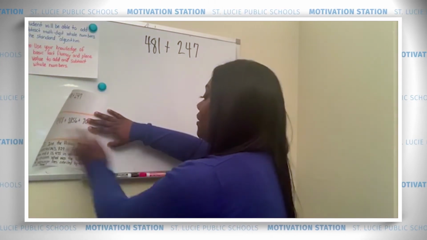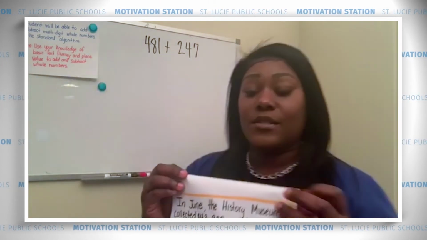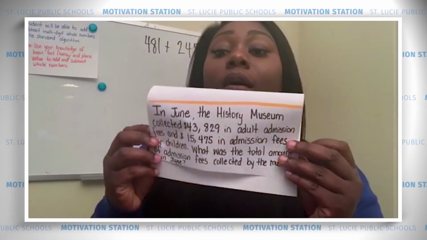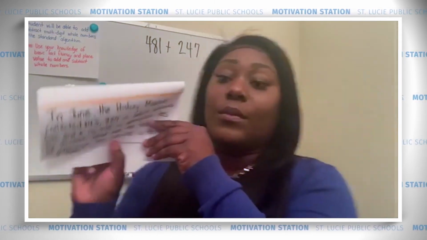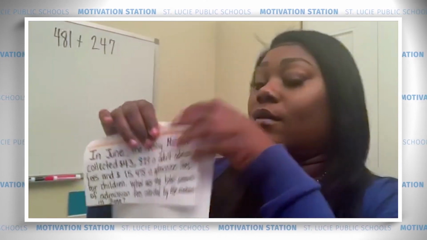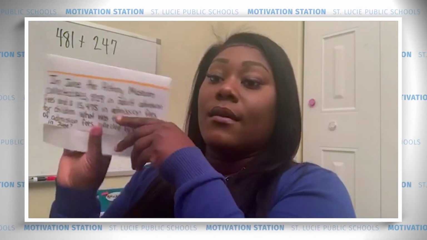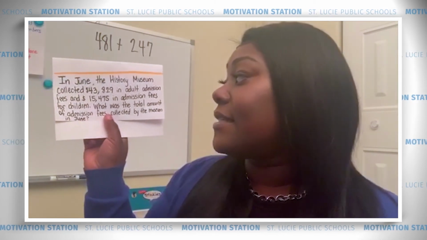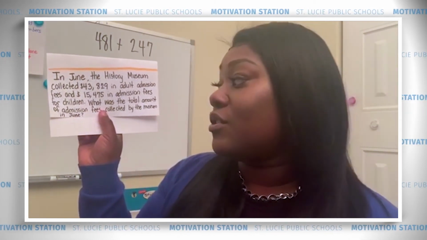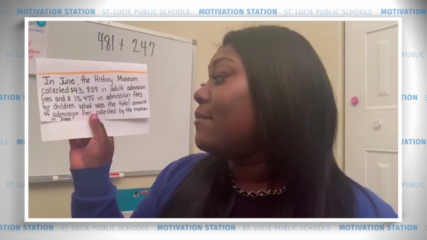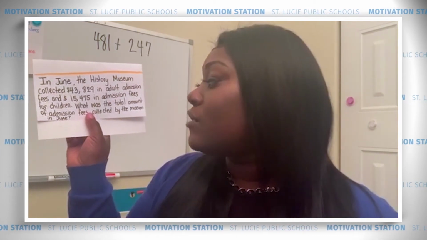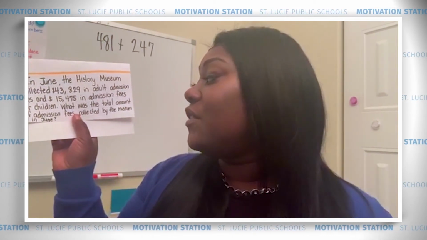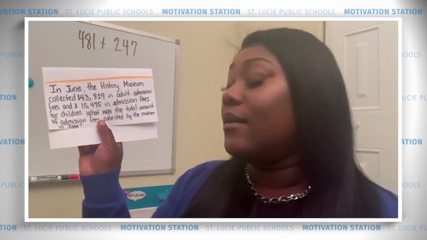So I am going to read it again, and I'm going to substitute the word sum for the numbers in this word problem. Hopefully you can see there. So it says, in June, the History Museum collected some money in adult admission fees and some money in admission fees for children. What was the total amount of admission fees collected by the museum in June?